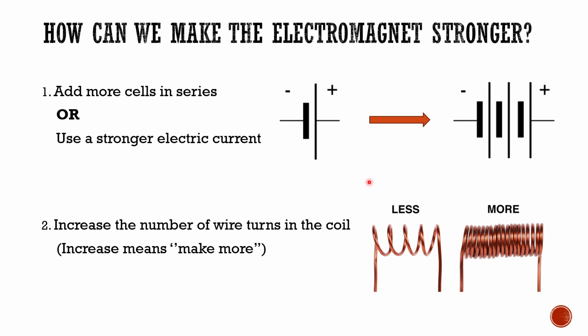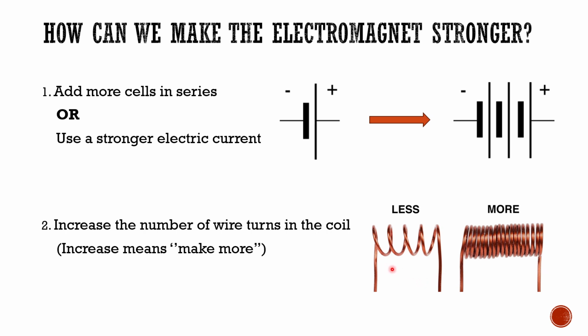Now the question is also, how can we make an electromagnet stronger? Now it's very obvious. If you have one cell, your electromagnet will be weak, but if you have more cells, if you increase the number of cells in series, or you use a stronger current, then your electromagnet will also be stronger. It will be able to pick up more of the paper clips or anything that you want to pick up.